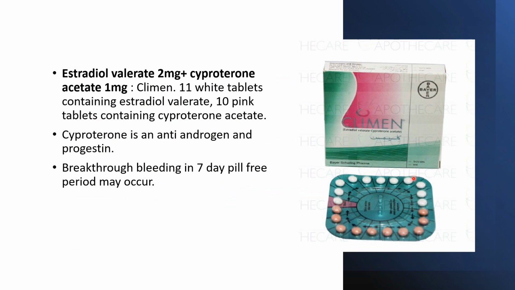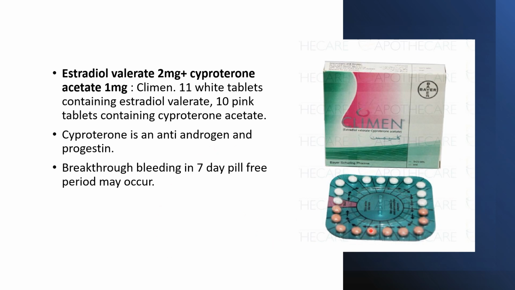Okay, another drug which is known as Climen. Nowadays it is short in the market, but it used to be available in Pakistan, so we should know about the composition. It has estradiol valerate in the strength of 2 milligram, plus cyproterone acetate 1 milligram. The name is Climen. It has 11 white tablets which have estradiol valerate, which have to be given in the initial part of the menstrual cycle. However, it has 10 pink tablets containing cyproterone acetate, which covers the rest of the menstrual cycle from 12 days onwards. So in total it has 21 tablets in the pack.